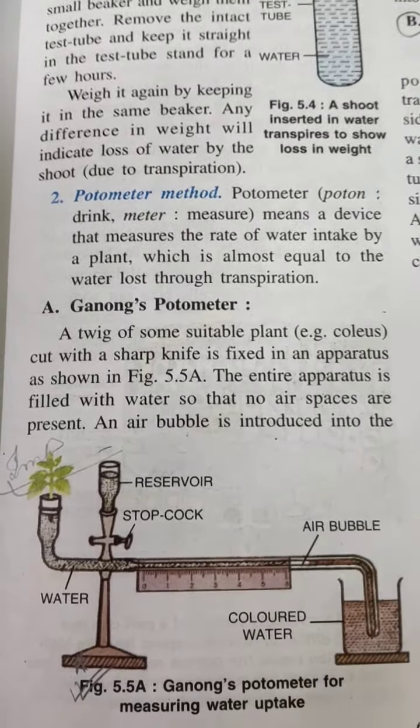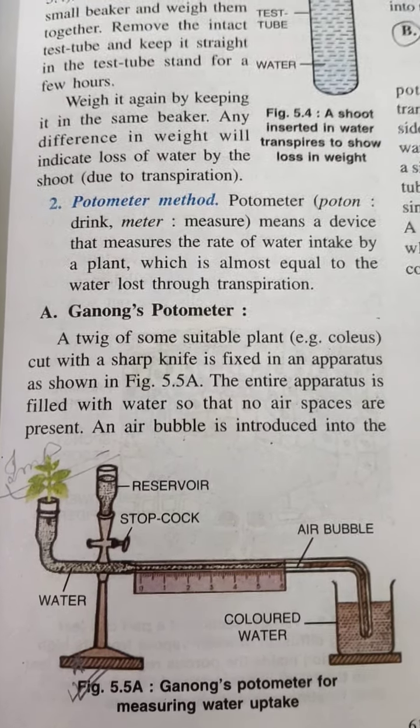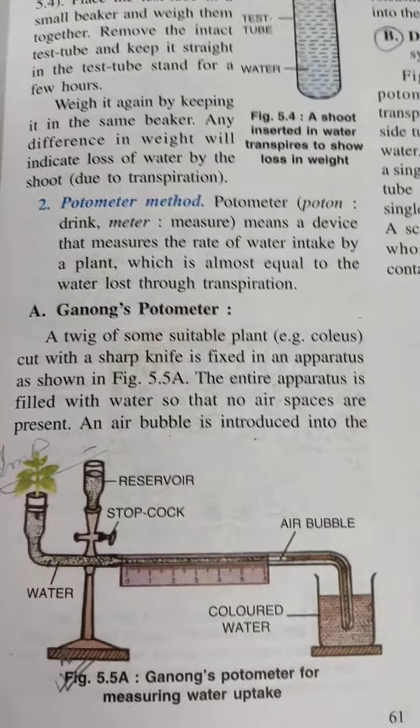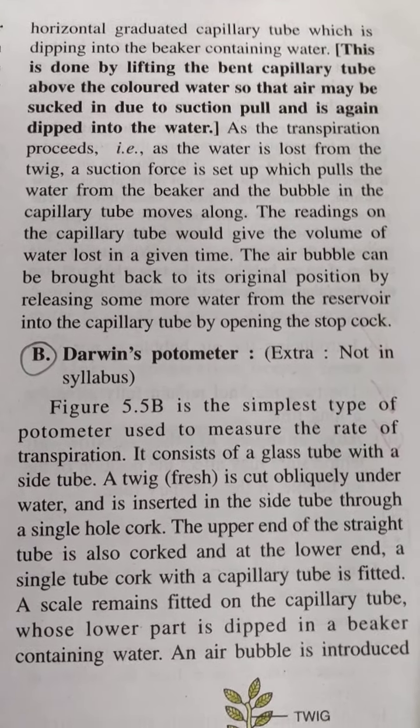A twig of a small suitable plant cut with a sharp knife is fixed in an apparatus as shown in the figure. The entire apparatus is filled with water so that no air spaces are present. An air bubble is introduced into the horizontal graduated capillary tube which is dipping into the beaker containing water.